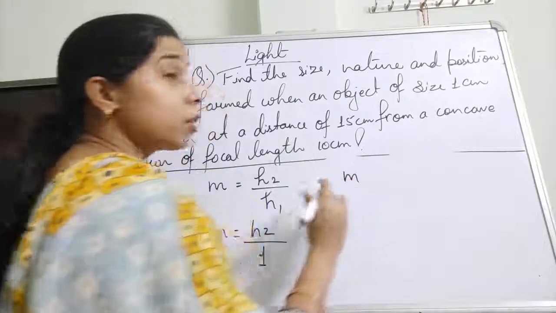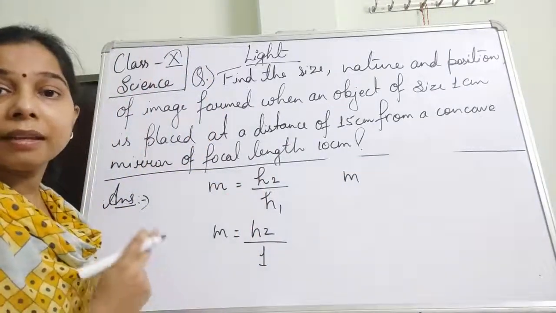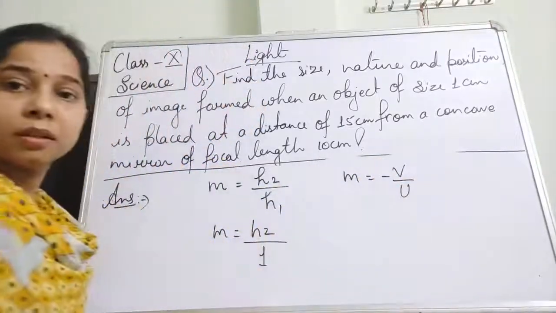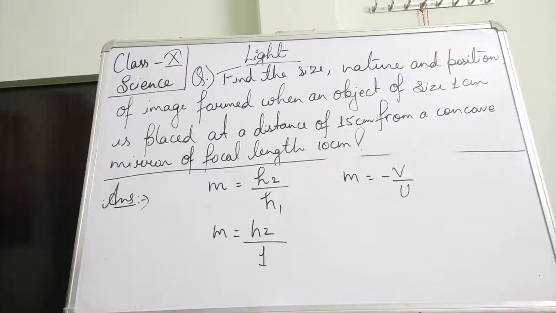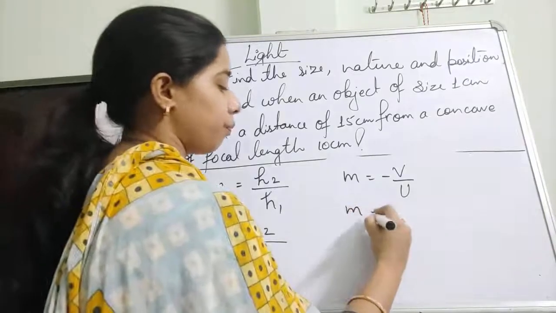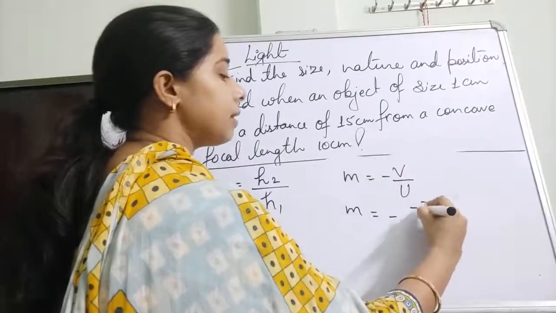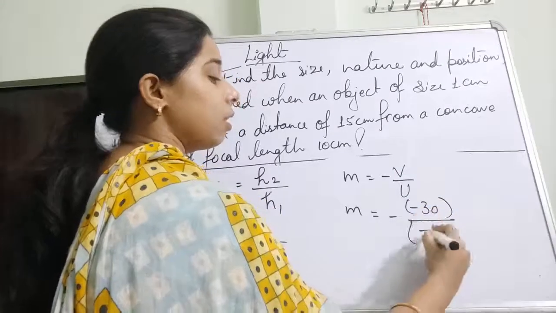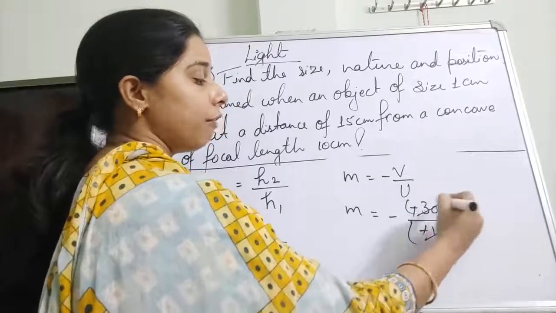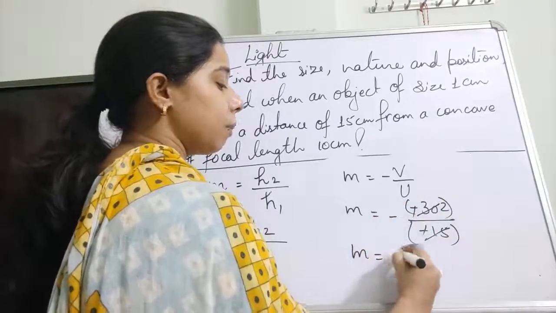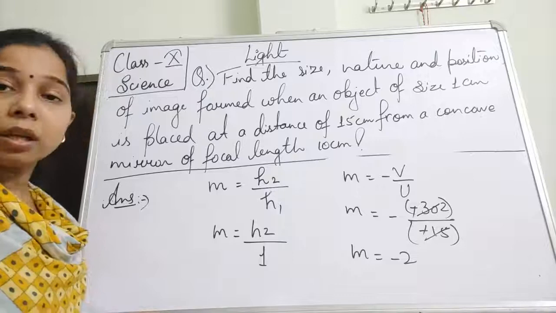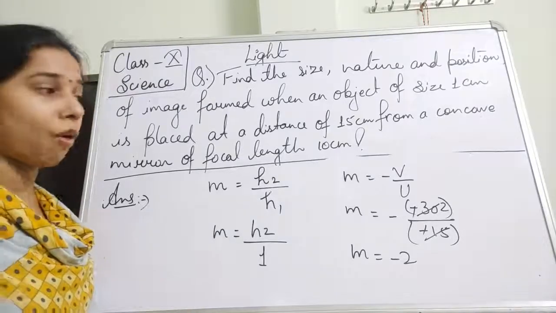For that, we will switch to the next formula to find the linear magnification, that is equal to minus v upon u. Now you see here, students, m is equal to minus, v is minus 30 centimeter and u is given, that is minus 15 centimeter. This minus will cancel each other. 30 by 15 will be equal to 2. So magnification will be equal to minus 2. Okay. So here we got the value of the magnification from this formula.